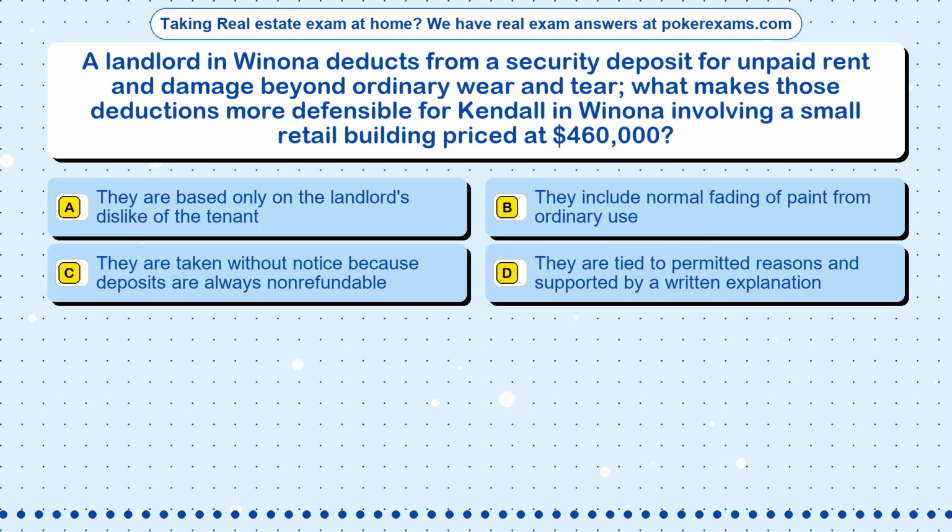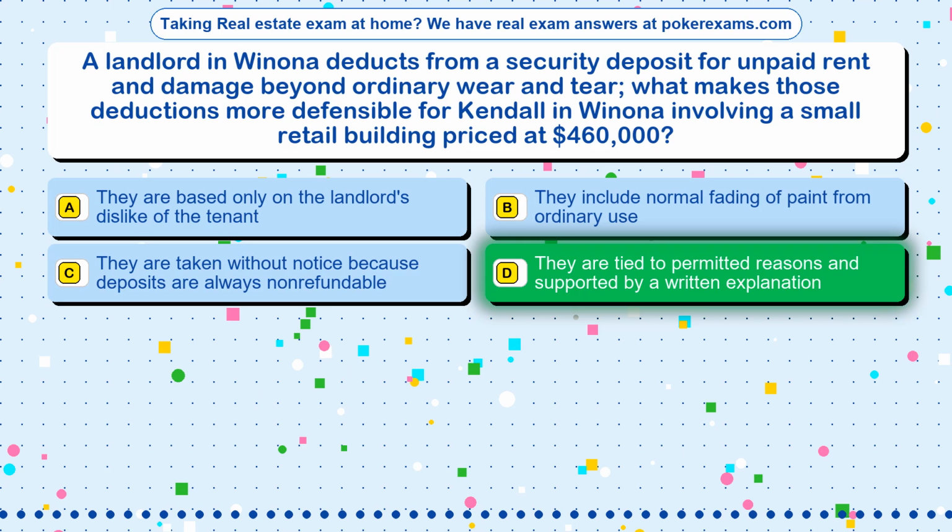Question 16. A landlord in Winona deducts from a security deposit for unpaid rent and damage beyond ordinary wear and tear. What makes those deductions more defensible for Kendall in Winona involving a small retail building priced at $460,000? Option A. They are based only on the landlord's dislike of the tenant. Option B. They include normal fading of paint from ordinary use. Option C. They are taken without notice because deposits are always non-refundable. Option D. They are tied to permitted reasons and supported by a written explanation.